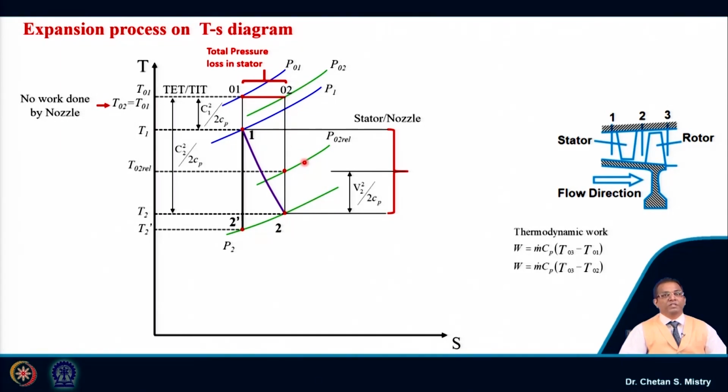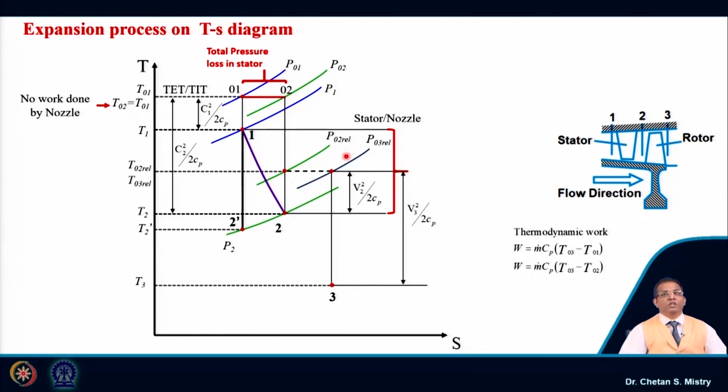So, here it is representing rothalpy. Similar logic, that is what we will be putting in terms of rotating reference frame, that is what will be giving me my P03 relative. Here my T02 relative and T03 relative, they both will be same. So, I can locate my point 3, that is say P3 point, and this location is 3 point.